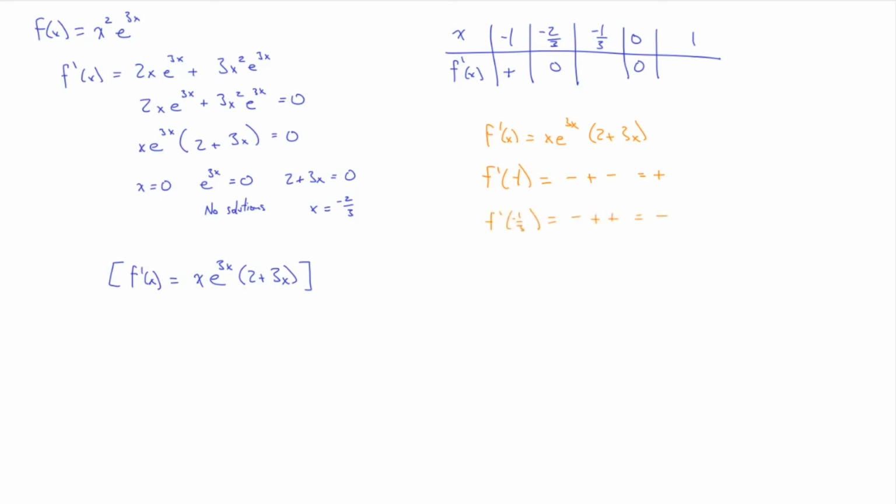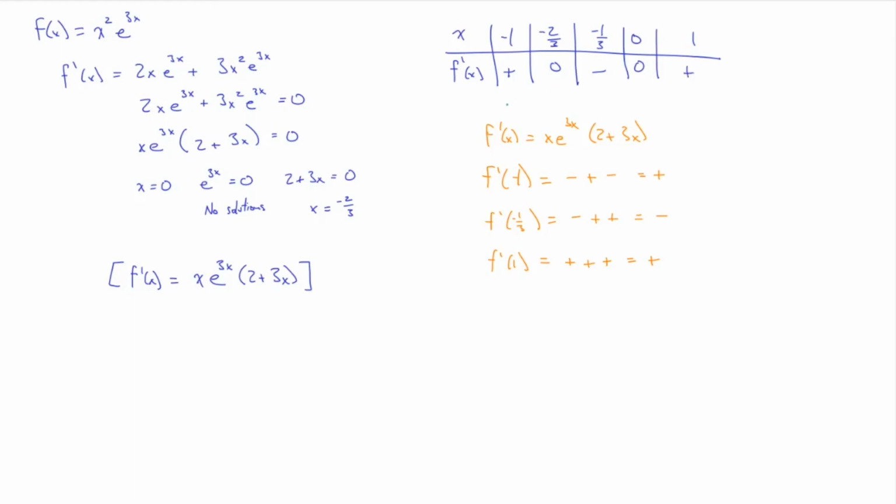Computing the derivative at -1/3, well, -1/3 is a negative number. That's the first factor. And then there's e to the 3 times -1/3, or e to the -1. That's 1 over e, a positive number. And then 2 plus 3 times -1/3 is 2 minus 1, which is a positive number. And so we have a negative times a positive times a positive, and that's negative. And so the derivative at -1/3 is negative. And similarly, if you compute the derivative at 1, you get a positive number for each of the factors, and so the derivative at 1 is positive.